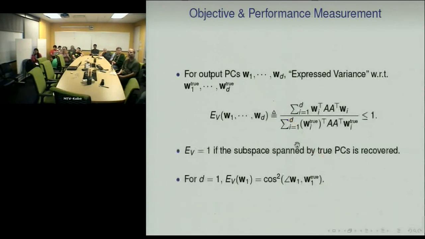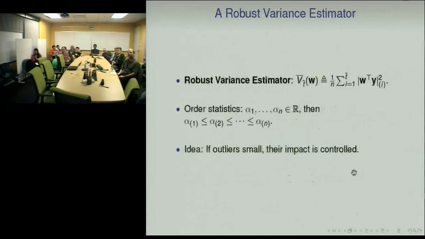This is a very reasonable yardstick, I think. So we just look at the explained variance, and we want to find A that has explained variance as close to 1 as possible. So I need to explain to you what a robust variance estimator is.